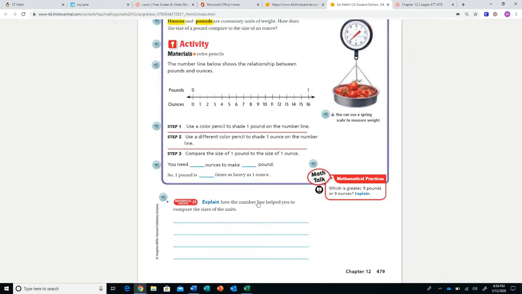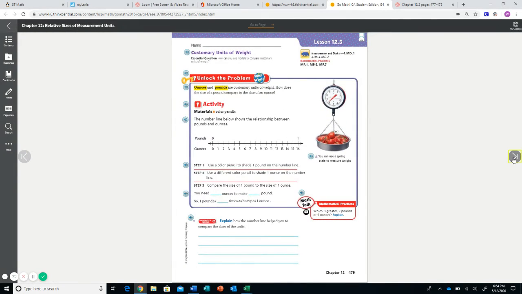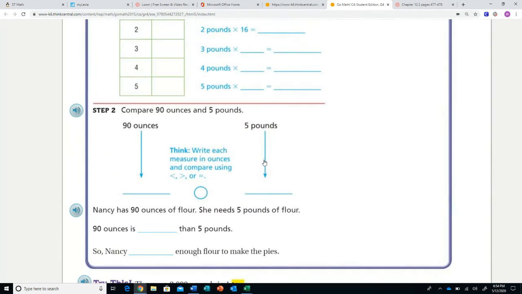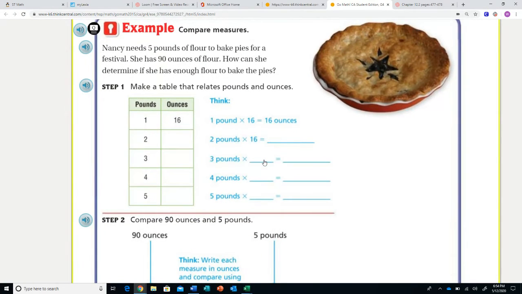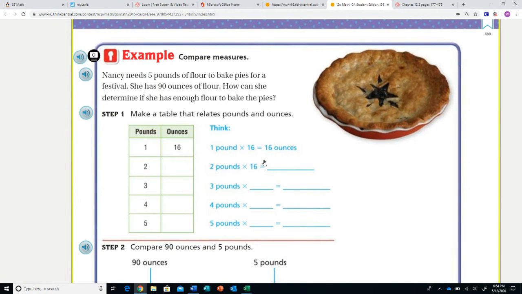And the number line is a good way to show that. All right. I actually like this example much better. It gives you a nice table that you're going to want to visit again, especially when it comes to measuring weight in ounces and pounds. So it says Nancy needs 5 pounds of flour to bake pies for a festival. She has 90 ounces of flour. How can she determine if she has enough flour to bake pies?